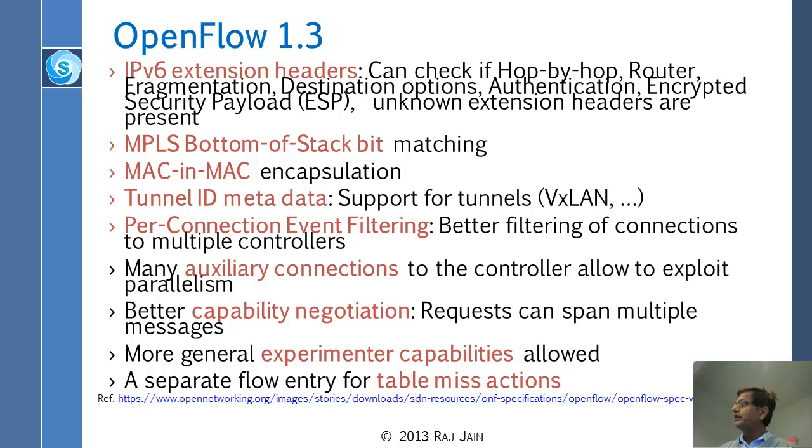A separate flow entry for table miss actions. So we talked about what happens when you miss a table. It was left open as to what you do. Now it is not left open. In 1.3, the last entry tells you that if you miss all the other entries, then you should do this. And this may be sent to the controller, go to the next table, go to table 5, throw it away, whatever. So there is a very clear instruction for table miss. In 1.1 it was not.